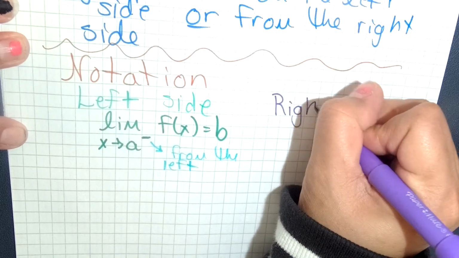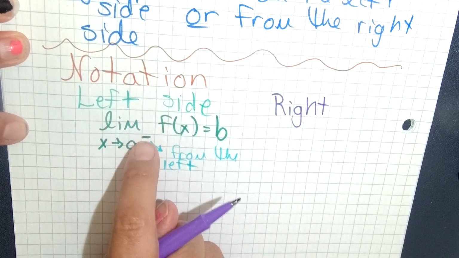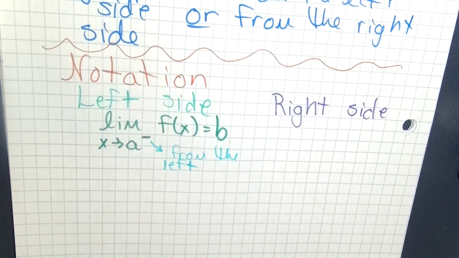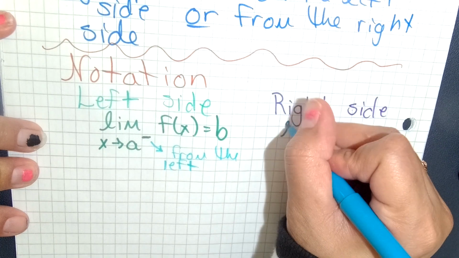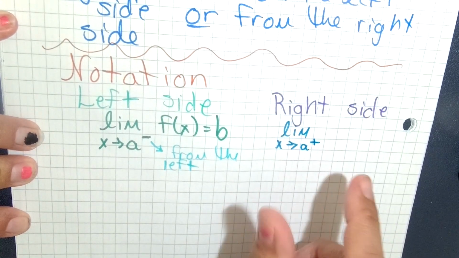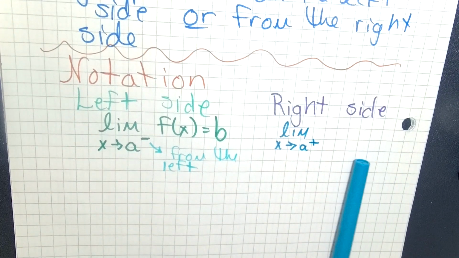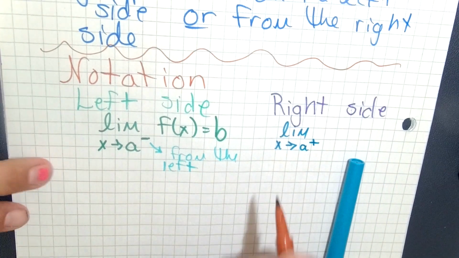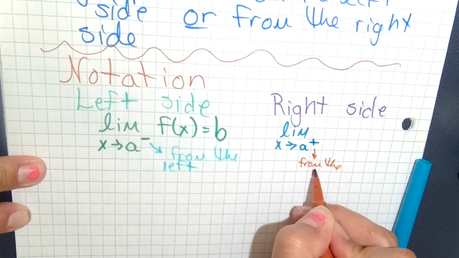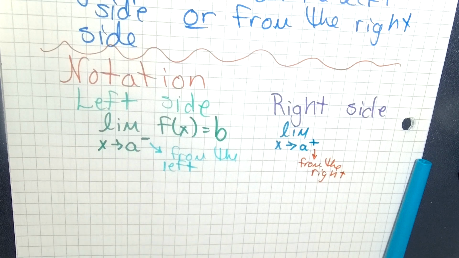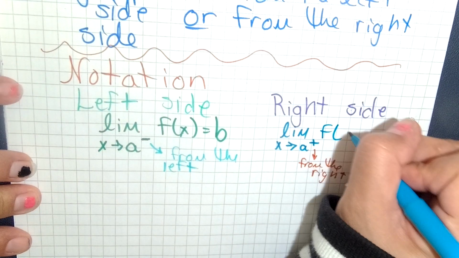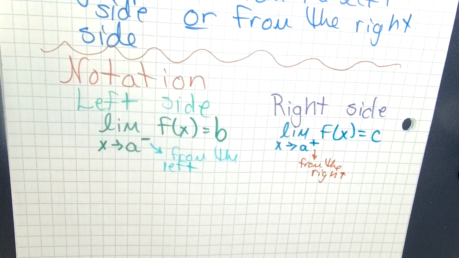The right side limit is very similar. Instead of a negative sign, what do you think we're going to have? Positive. So it's the limit as x approaches a from the right. This plus sign means that it's from the right, of f of x is equal to c.